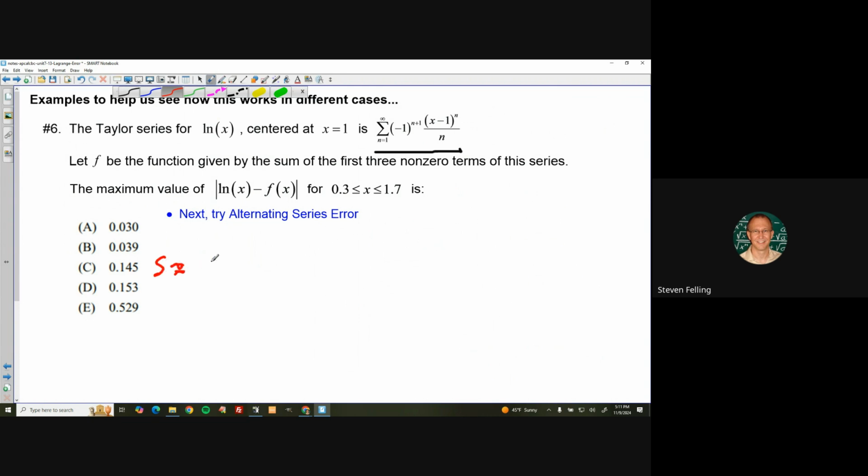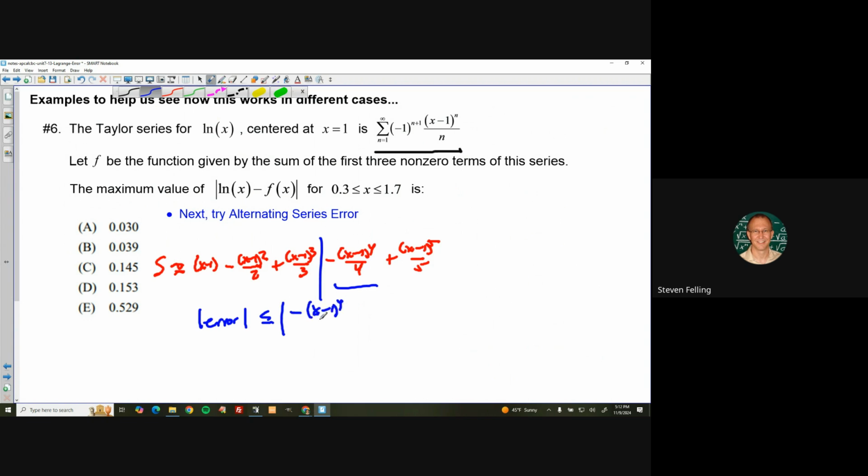it's approximately equal to, the first term is 1, and this is x minus 1 to the first power, and then we've got minus x minus 1 squared over 2, plus x minus 1 cubed over 3, minus x minus 1 to the fourth over 4, plus x minus 1 to the fifth over 5, right? But if we're stopping after the first 3 non-zero terms, then this is the first neglected term. So the error bound, since we're considering this to be an alternating series, should be the absolute value of negative x minus 1 to the fourth over 4.